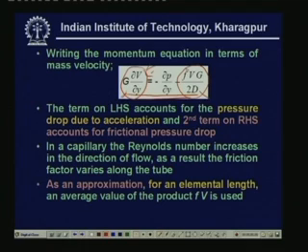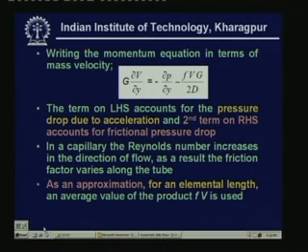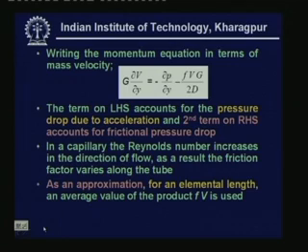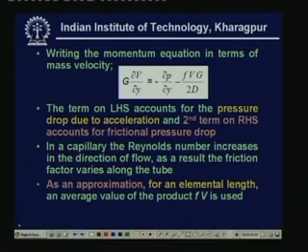And we have to find out what is the friction factor. We have to evaluate the friction factor. How do you find the friction factor? In a capillary tube, the Reynolds number increases in the direction of flow. Why does the Reynolds number increase? Because the velocity increases in the direction of flow, so Reynolds number increases. As a result, the friction factor also varies along the tube, but as an approximation for a small elemental length, we select an average value of the product f and v. That means we take a small elemental length and we assume that for that elemental length this product is constant, or we take a mean of this. f mean we take for the elemental length.